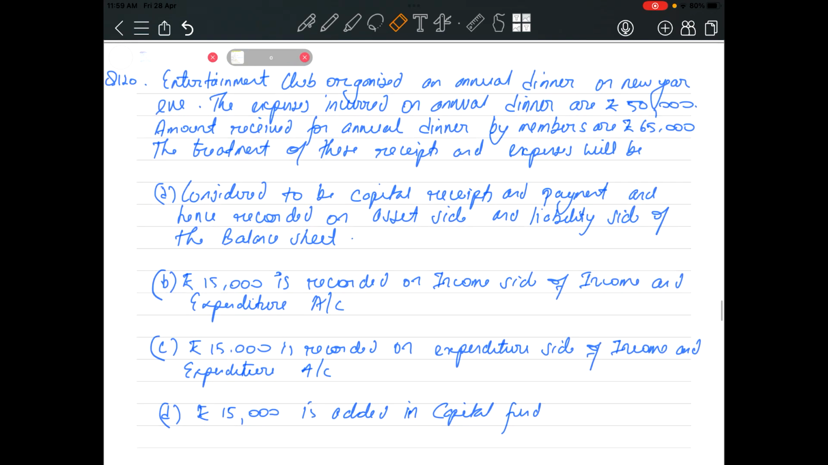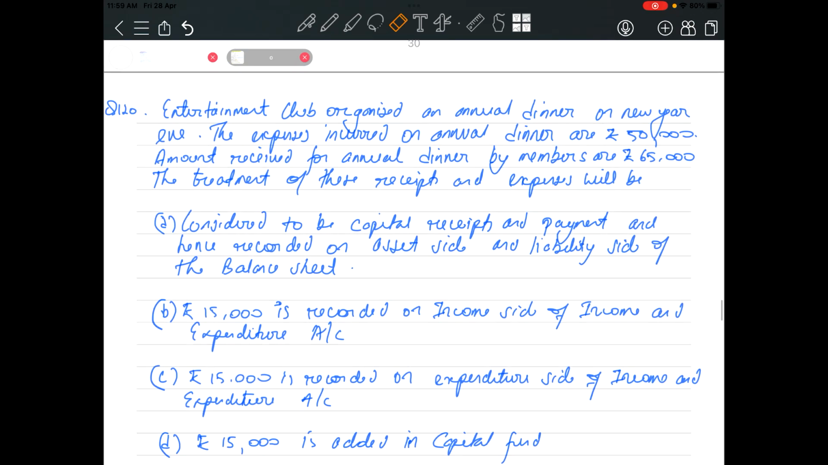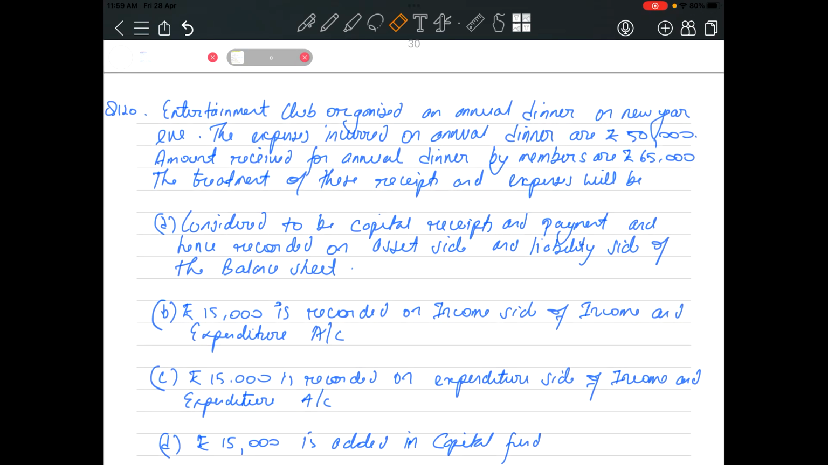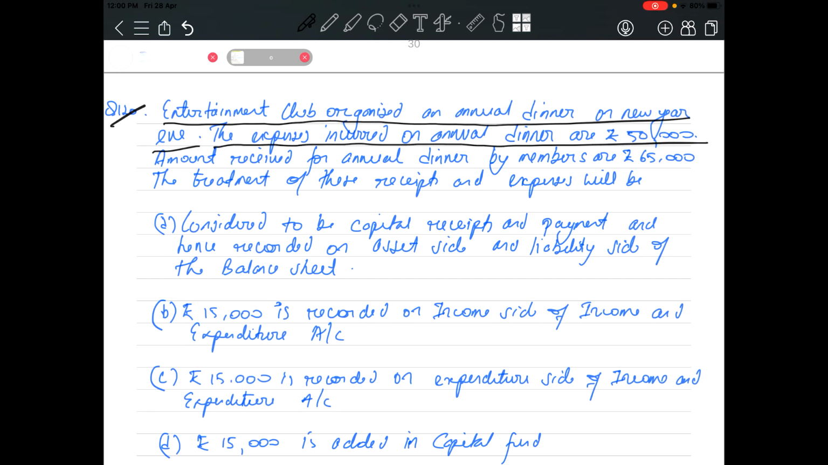Now come to question number 120. Okay, now what's the question saying? Let's see. Entertainment club organized an annual dinner on New Year Eve. The expenses incurred on the annual dinner are 50,000. Amount received for the annual dinner from members is 65,000.